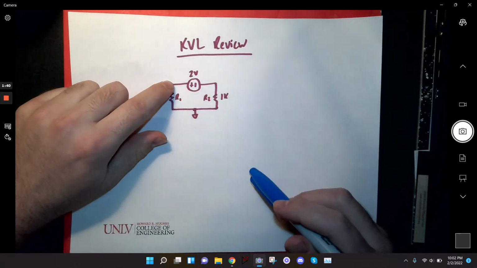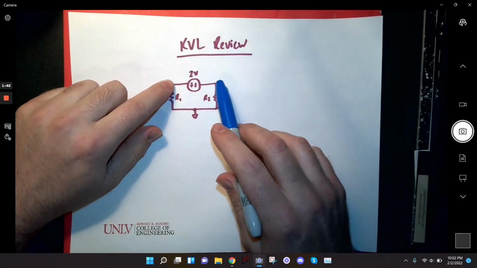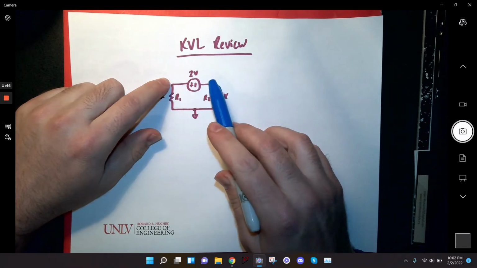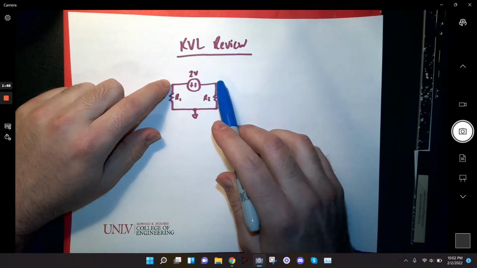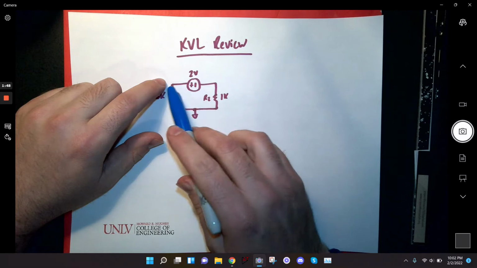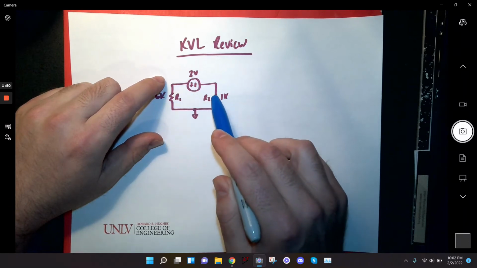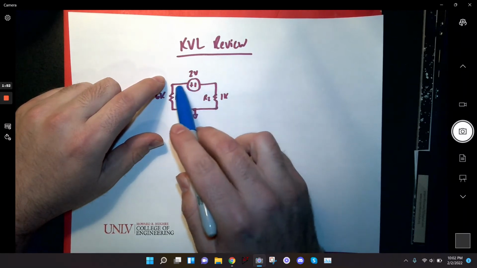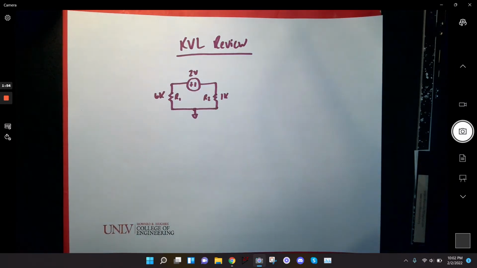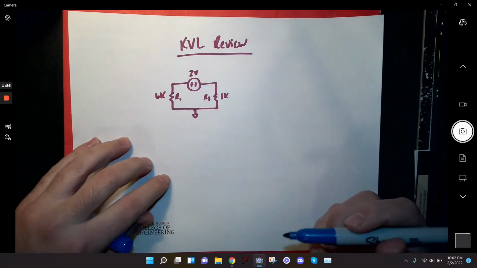Basically, we know this voltage has to be higher than this voltage by 2 volts because of the battery. And if this voltage is higher than this voltage, then it won't flow that way through the battery, but it'll flow that way through these series resistors. So the current would be flowing this way. However, I'm going to show you that it doesn't really matter which way we define the current.